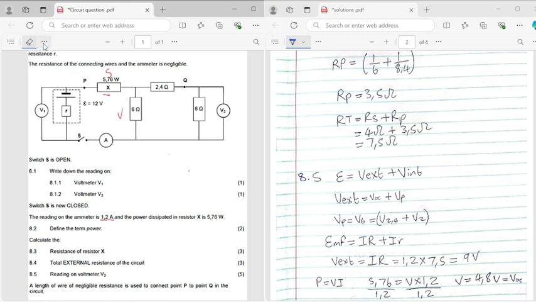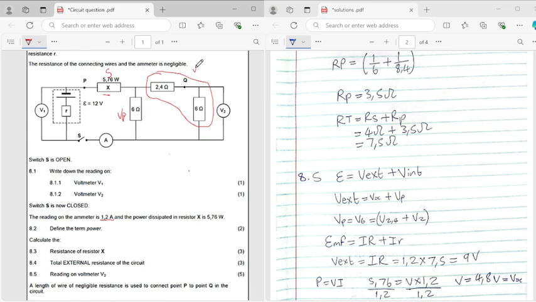So the 6 ohm will have that VP, right? Whereas on this side, the two resistors are connected in series, but they are parallel with this one, so their total voltage will also be equal to VP, right? So VP is also equal to the voltage of the 2.4 plus the voltage of the 6 ohm.